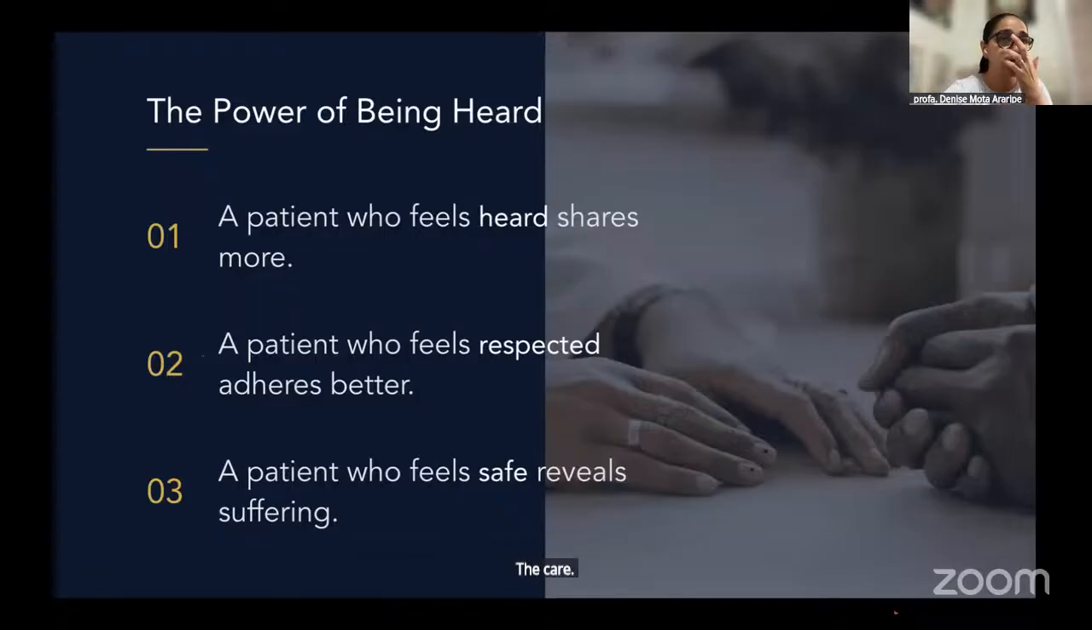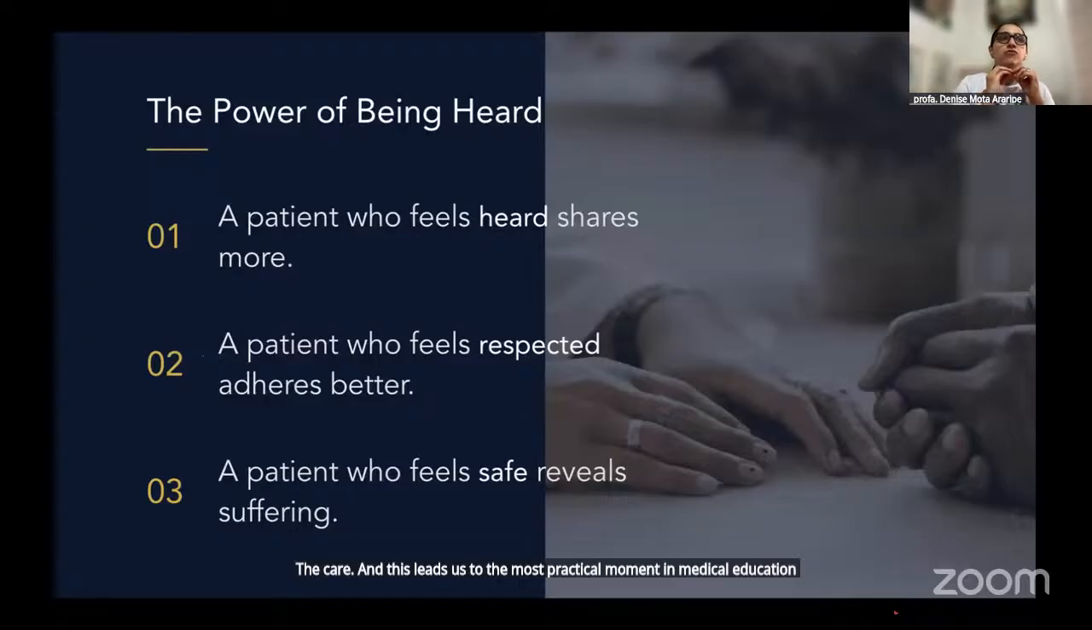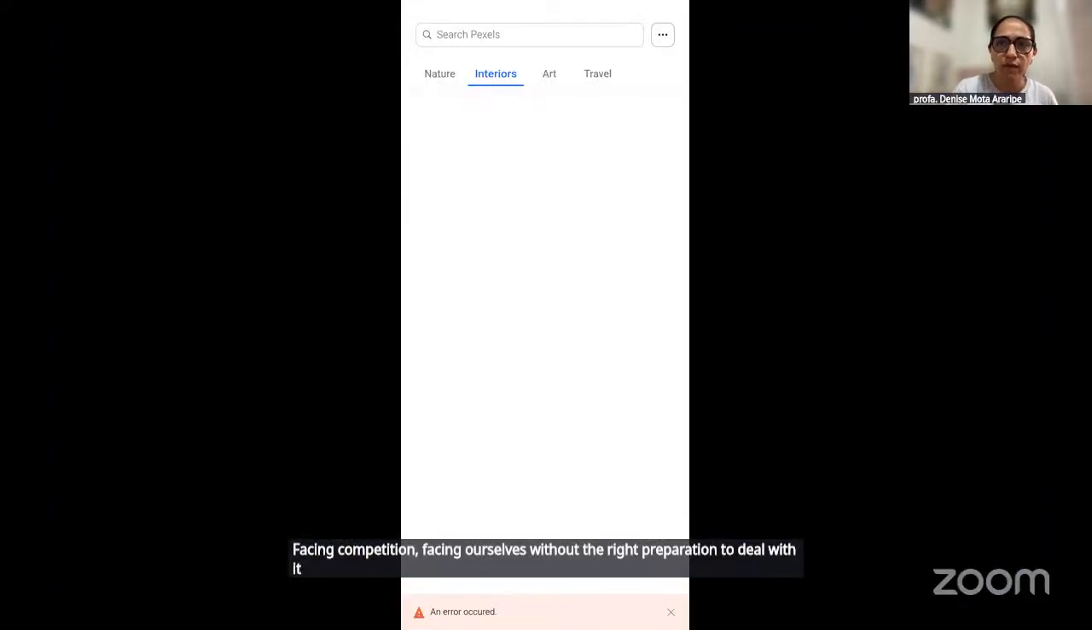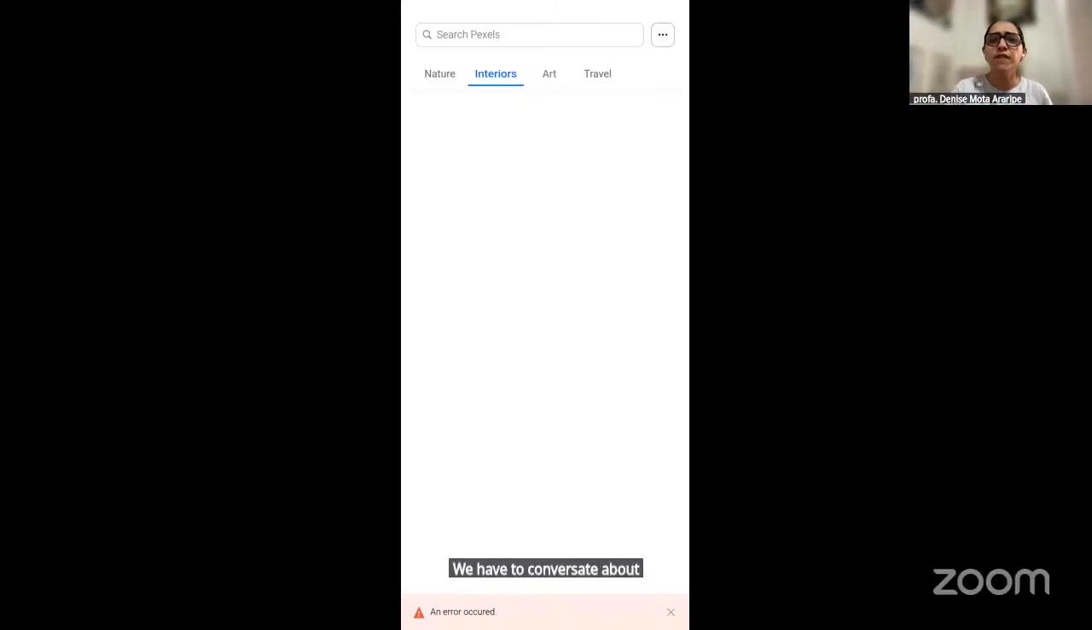And this leads us to the most critical moment in medical education: suicidal thoughts. We also have to know that in medicine, it's common to have those, because we are facing suffering, facing competition, facing ourselves without the right preparation to deal with it. We have to converse about fear, fearing our own plans. The evidence tells us that talking about suicide does not increase the risk. It decreases it. It opens a door.